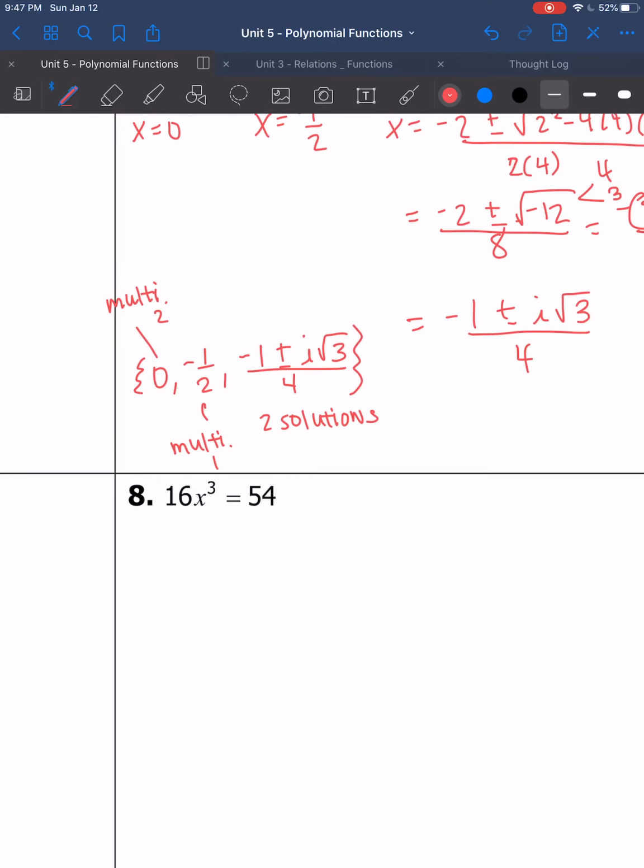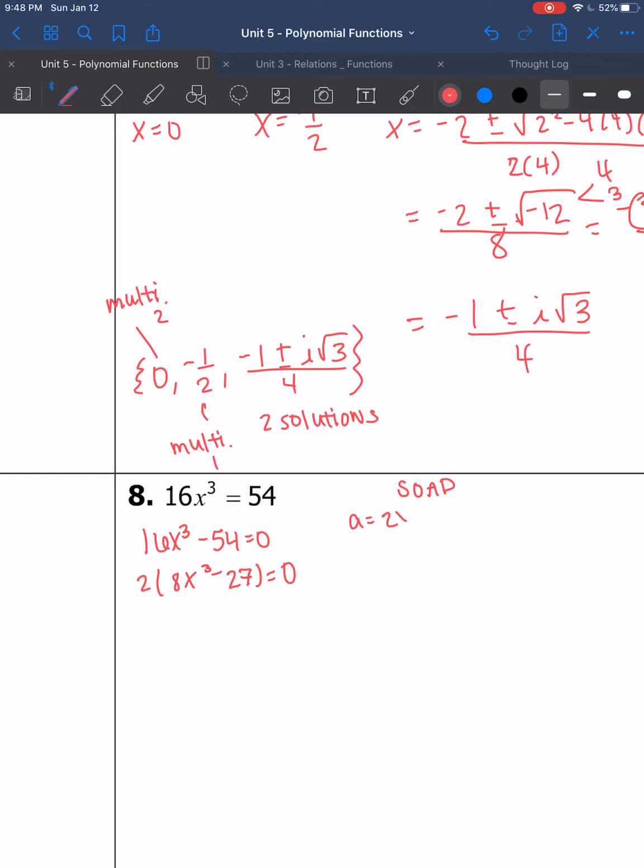If we have 16x cubed minus 54 equals 0, I'm going to subtract it over. They're both divisible by 2, so I can get 2 times (8x cubed minus 27) equals 0. Notice once again that this is a difference of cubes this time. We're still going to use SOAP.